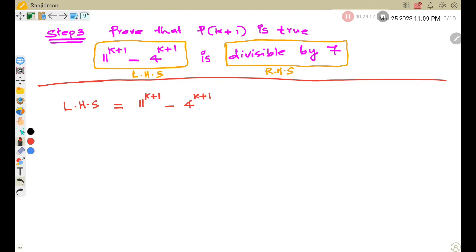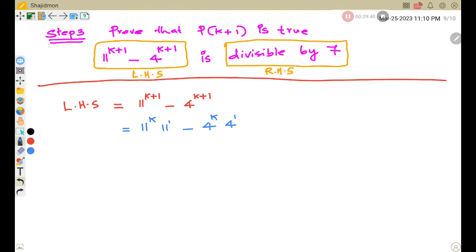Simplify. You need to get the answer. That one is divisible by 7. That means the right hand side. Then p of k plus 1 is true. So how to write 11 power k plus 1 minus 4 power k plus 1? We can write 11 power k multiply 11 power 1. Correct? Because we can split that one. 11 power k, 11 power 1. Minus, same, 4 power k plus 1 also we can split into 2. 4 power k multiply 4 power 1 here. Hope you clear this one.